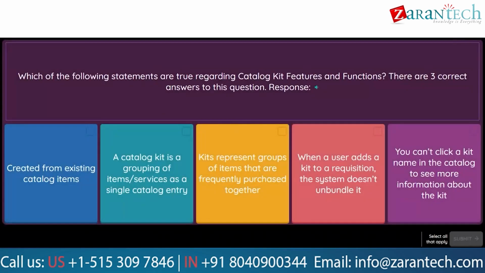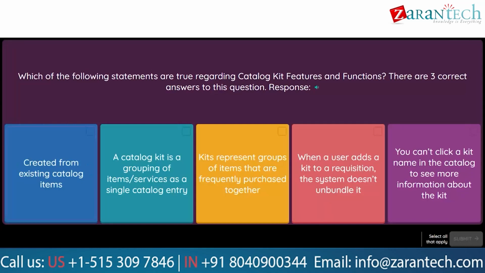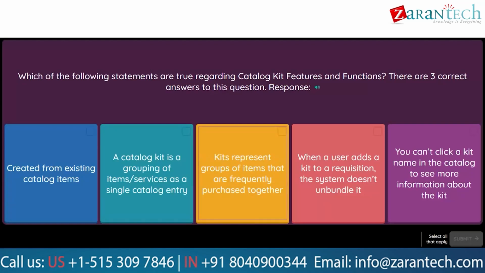Question: Which of the following statements are true regarding catalog kit features and functions? There are 3 correct answers to this question. Response: Option 1: created from existing catalog items. Option 2: a catalog kit is a grouping of items/services as a single catalog entry. Option 3: kits represent groups of items that are frequently purchased together. Option 4: when a user adds a kit to a requisition, the system doesn't unbundle it. Option 5: you can't click a kit name in the catalog to see more information about the kit.